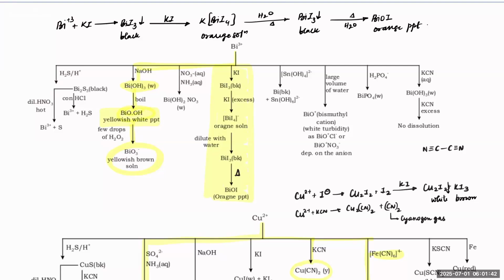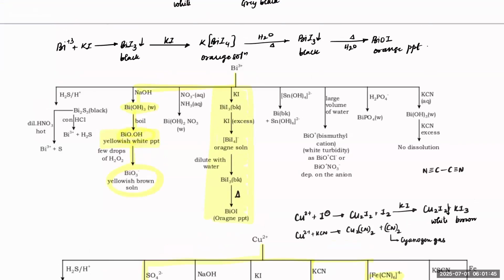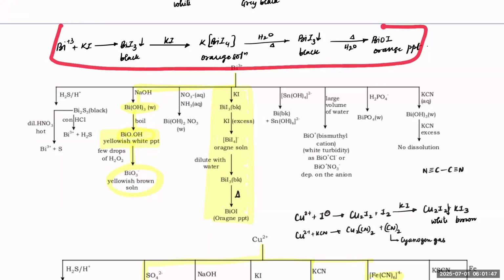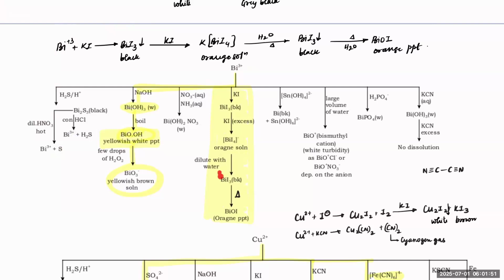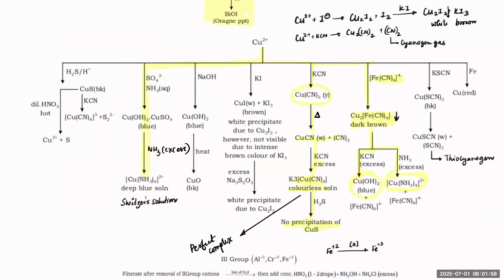So these two are mainly used for confirmation of bismuth. The rest of them you can use, but they are not much asked in the syllabus. So mainly these two are the ones you need to learn. Correct? Next, check out copper 2 plus.